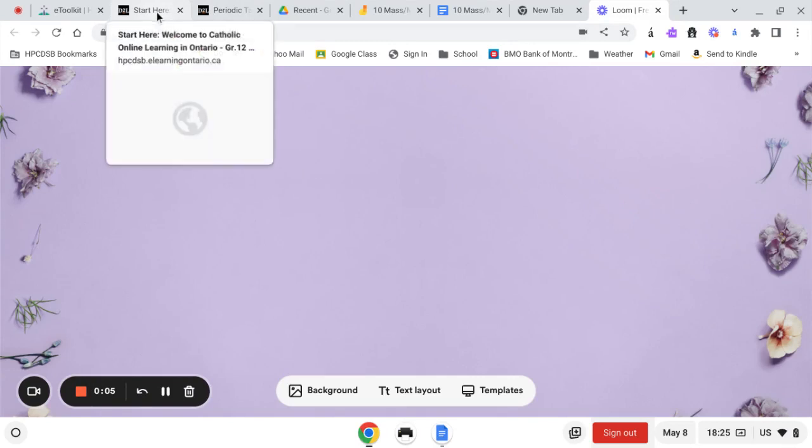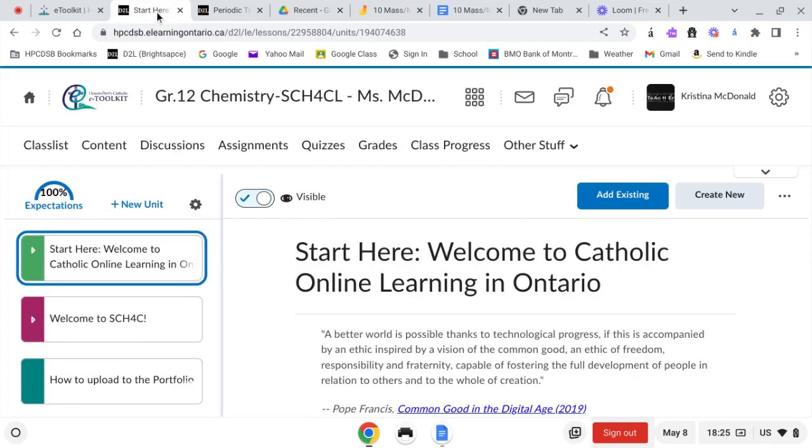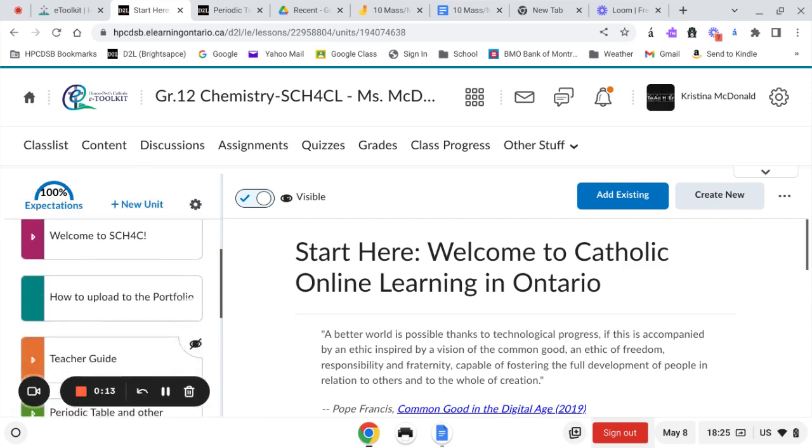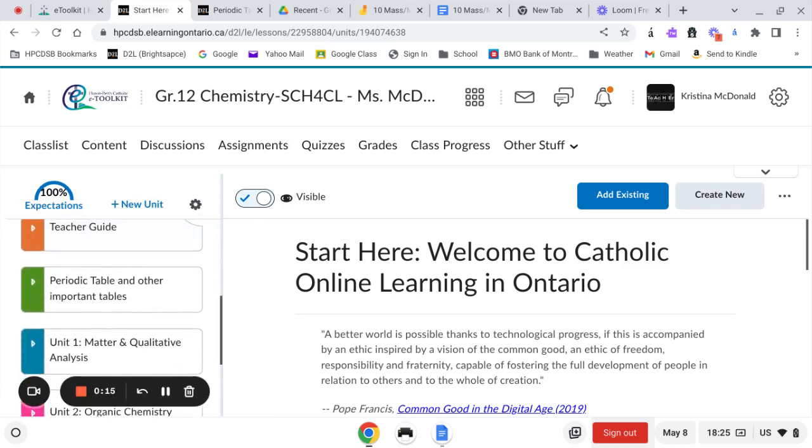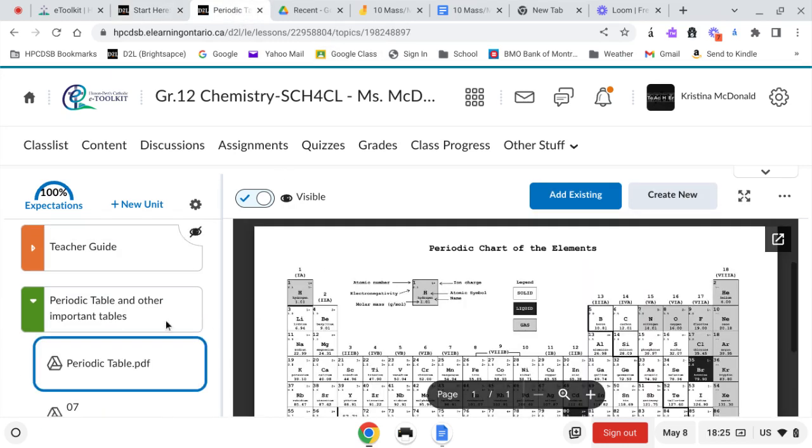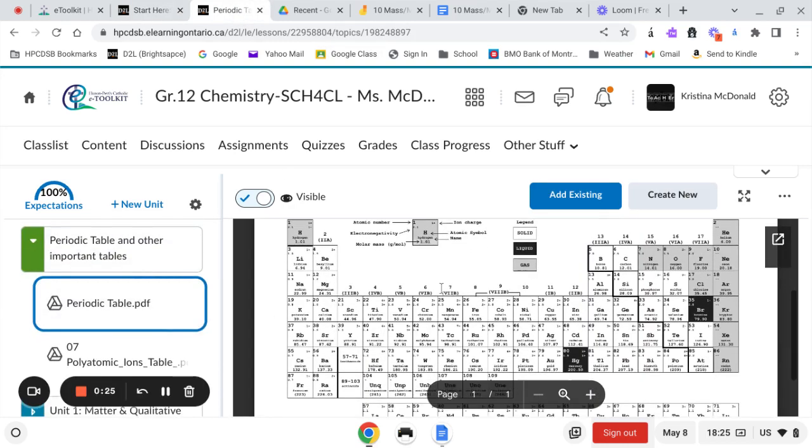We're going to do a few examples on mass stoichiometry. So we're going to go into our D2L page. We're going to go into content. I'm going to stop here and remind you that there is a tab where you can access the periodic table. I've got this open on my other window.